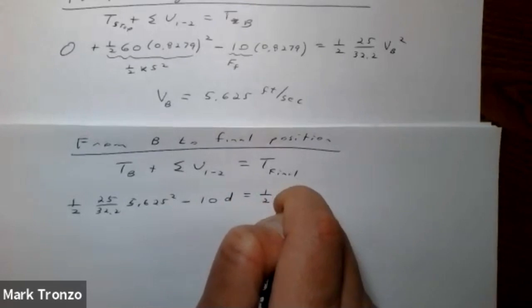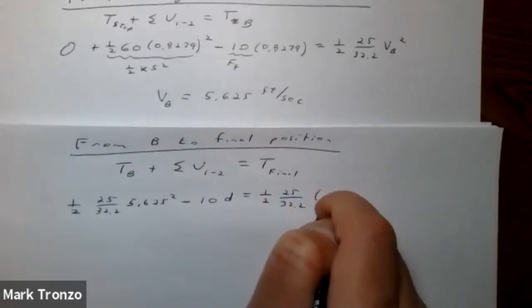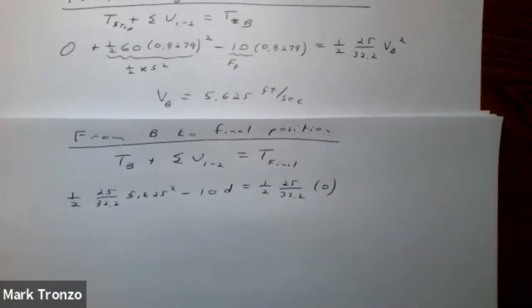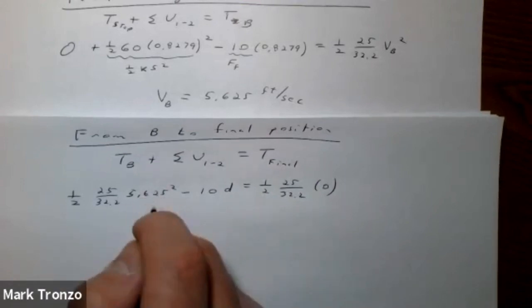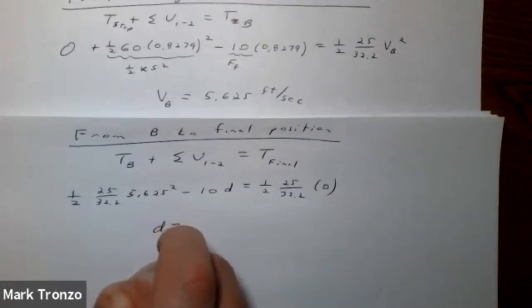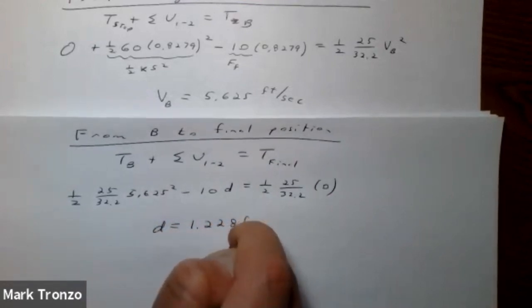And for the final, it's going to be 25 over 32.2, which is maybe where it finally comes to rest. So it's just going to be times 0. And when you put all that in your calculator, you get something like 1.228 foot.